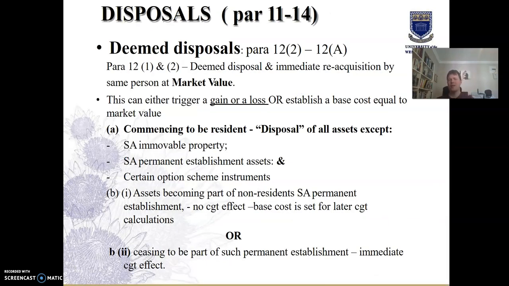Cool. Now that's actual disposals, but as always, SARS has certain types of deemed disposals. Now, these are found in paragraph 12, from paragraph 12.1 and 2, all the way to paragraph 12A, and they are deemed to do the following. Now, this deemed disposal, what happens is you're deemed to dispose of and immediately reacquire by the same person the same asset at market value.